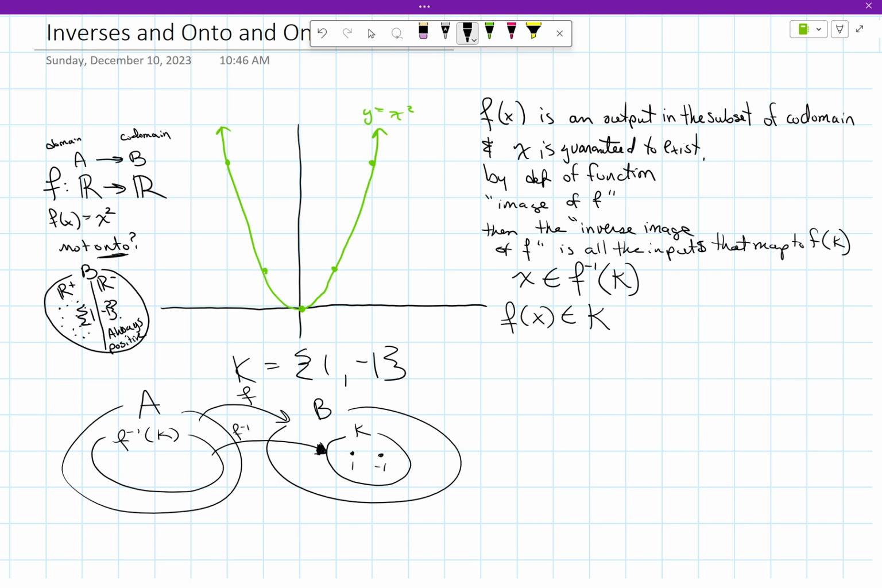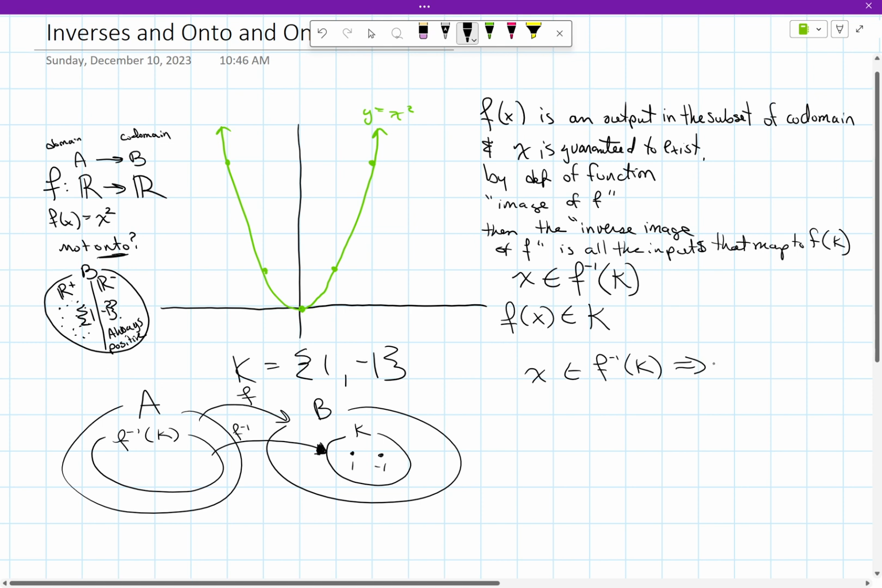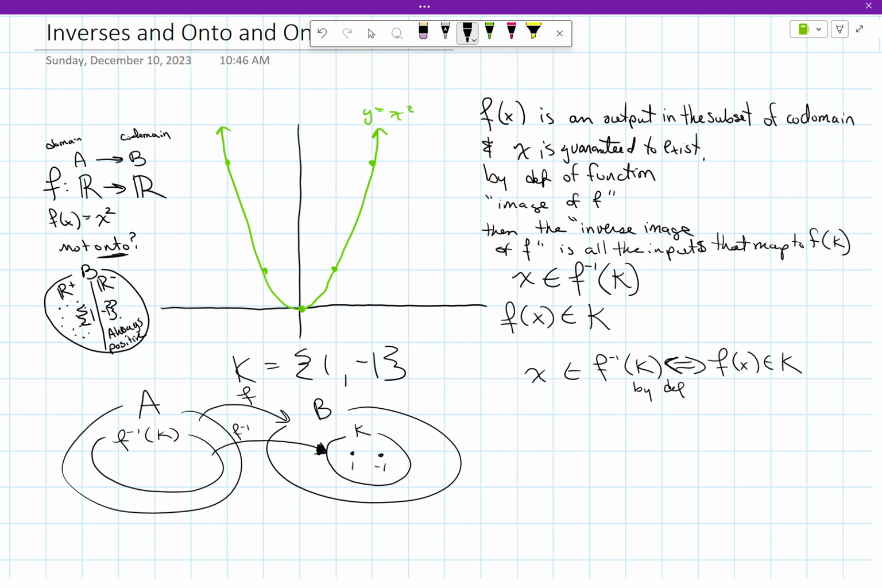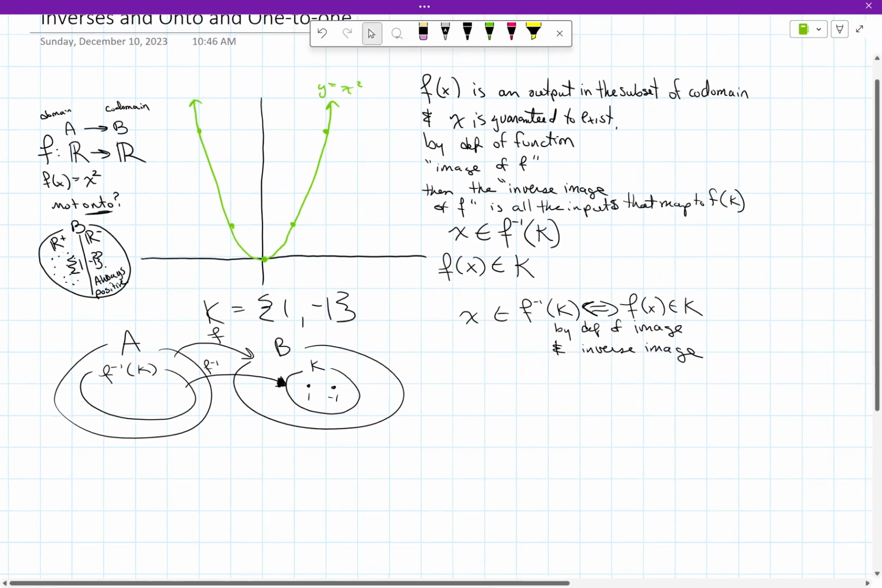And so now I can say that x is in F inverse of K implies that F of x is in K. And I could say it in the other direction as well. And it's literally by the definition of image and inverse image.